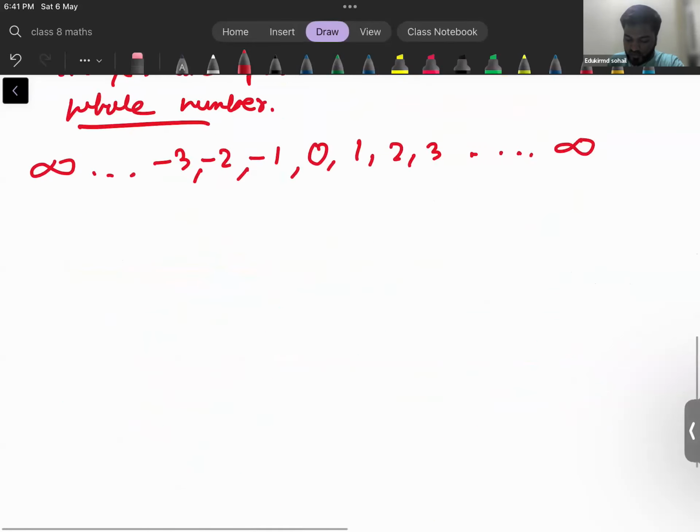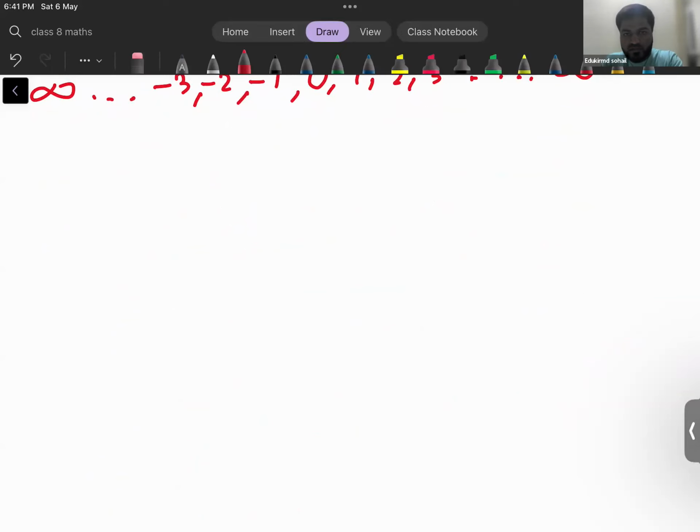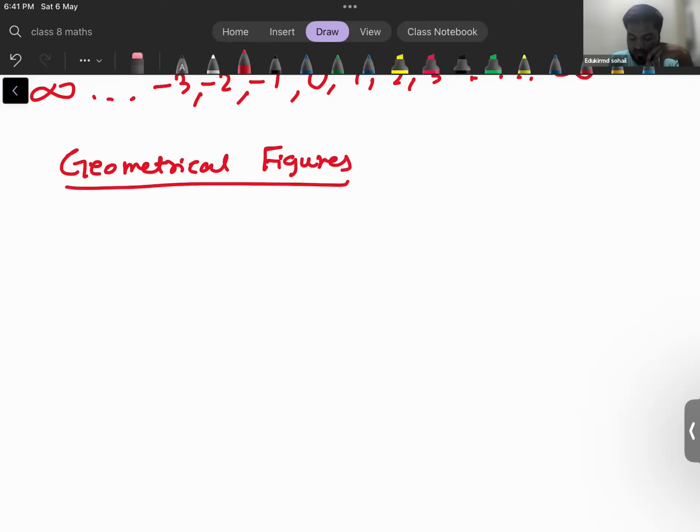Okay. So in the previous class, you must have studied about certain geometrical figures also. Can you list some of them? I'm saying in your previous class, you must have studied about geometrical figures. List some of the geometrical figures which you studied in 7th standard.